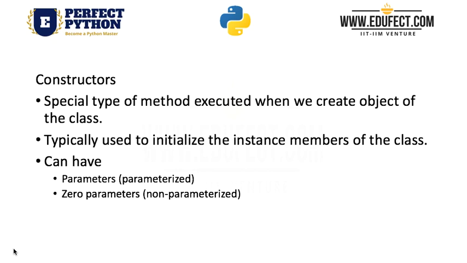What is its purpose? Typically its purpose is to initialize the instance members of the class, and the constructor can or cannot have parameters. That depends upon us. If it has parameters, it is known as the parameterized constructor. If it has zero parameters or no parameters, it is known as the non-parameterized constructor. Let's understand this in greater detail with the help of some examples.